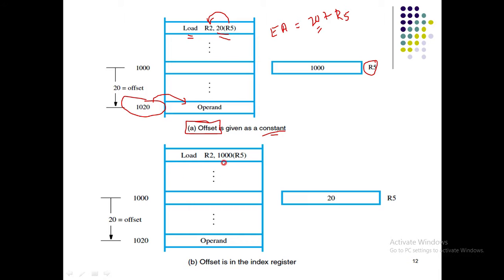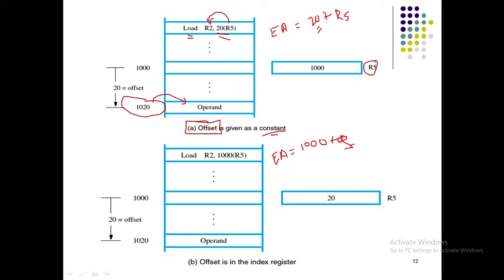Okay, we'll go to this example now. In this example, please observe, friends, what is happening now. Come to here, R2 comma 1000(R5). We'll try to find our effective address. So what is the effective address now? Very simple. I hope by now you might have got the effective address. It is nothing but 1000 plus your register R5.